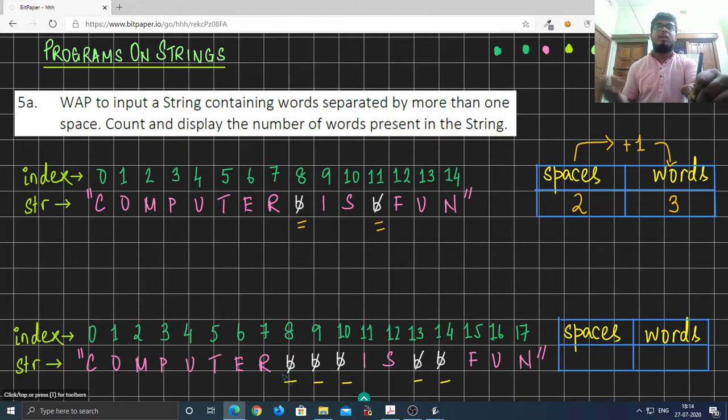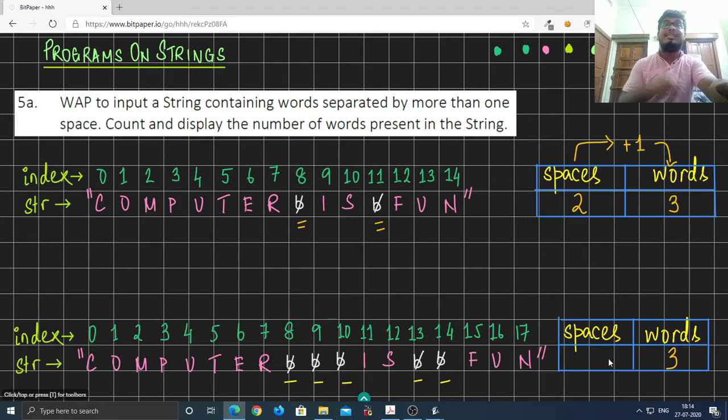Now, if the words are separated by more than one blank space, then counting the number of spaces would not give us the number of words. For example, in this string, we have 5 spaces, right? And the number of words in this string is still 3. So 5 plus 1 does not yield 3, all right? Therefore, we cannot just simply count the number of spaces in this kind of string where the words are separated by multiple spaces.